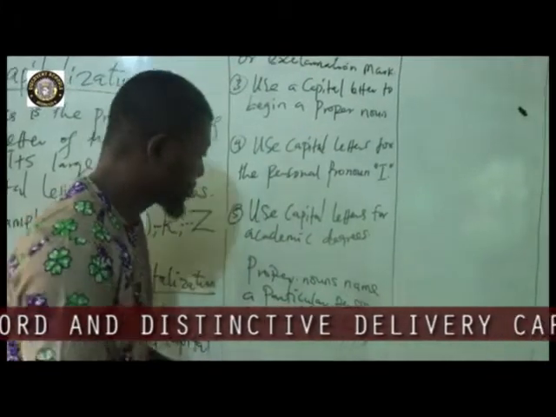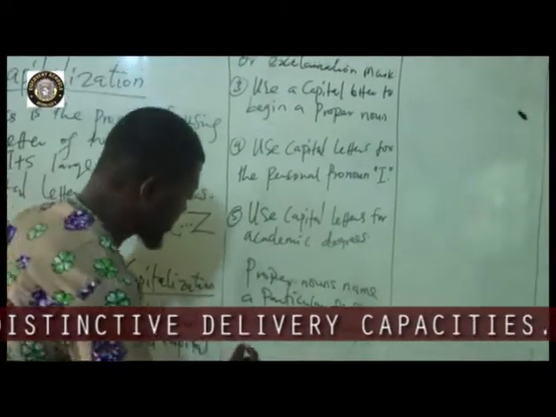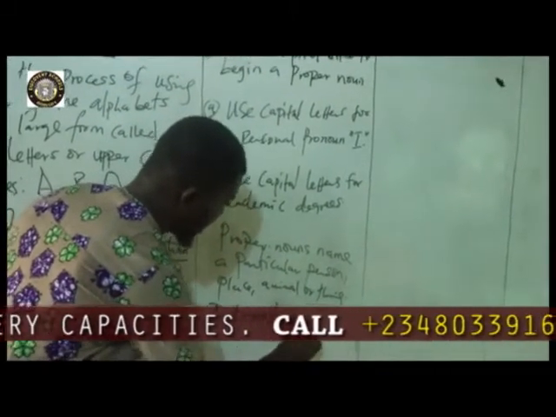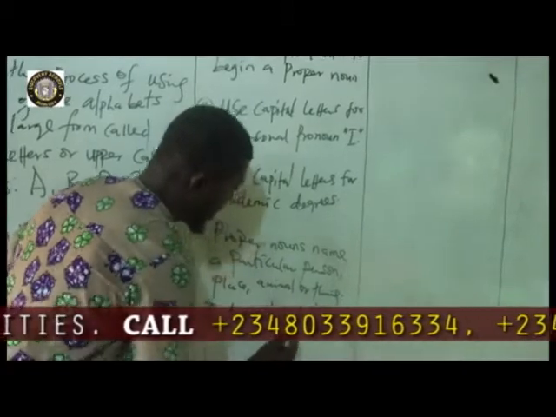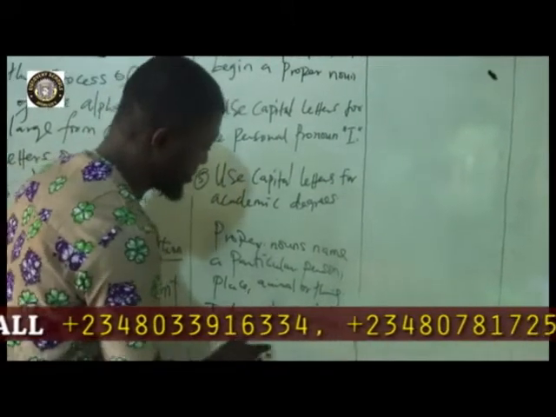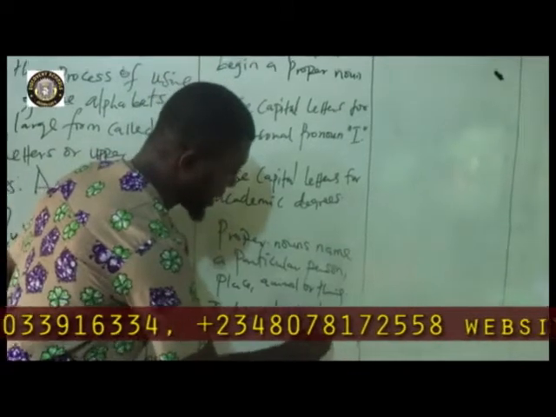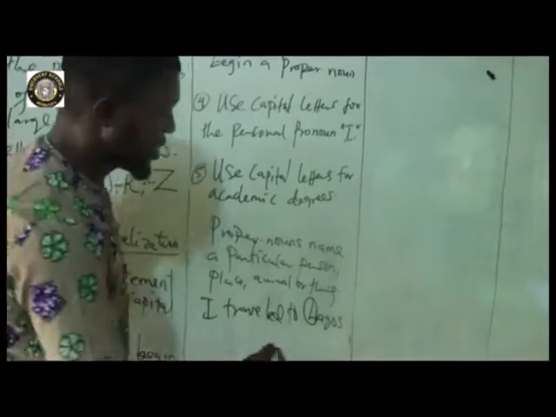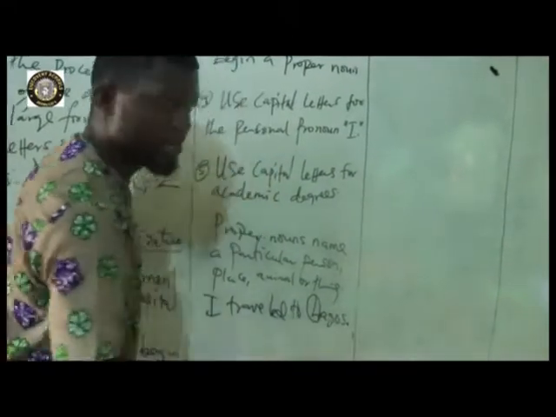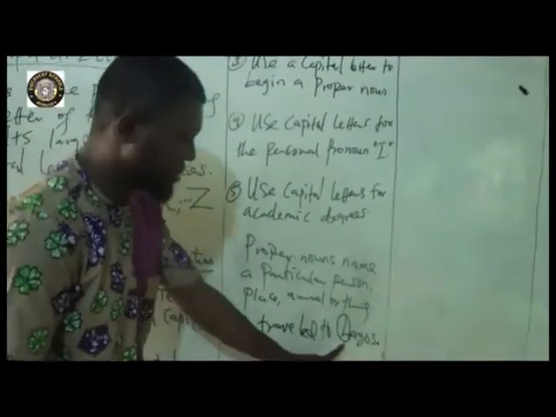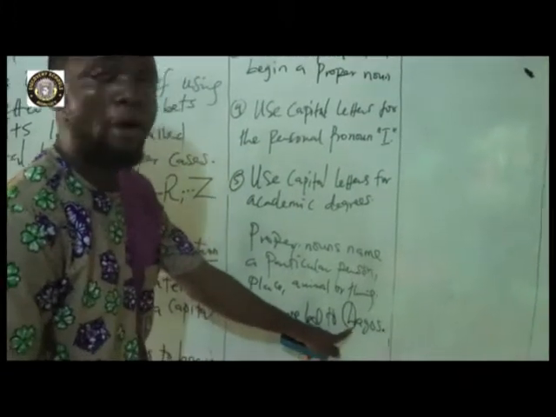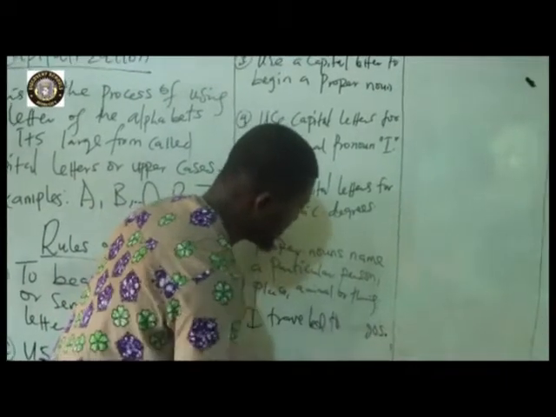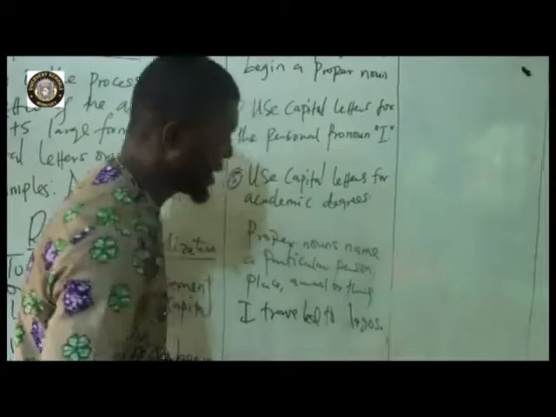For example, we can have a statement like this. I traveled to Lagos. I traveled to what? To Lagos. I traveled to Lagos. Now, Lagos here, is this right? Because Lagos names what? A particular place. Now, is this my spelling of Lagos proper? The way I capitalize Lagos, look at this again.